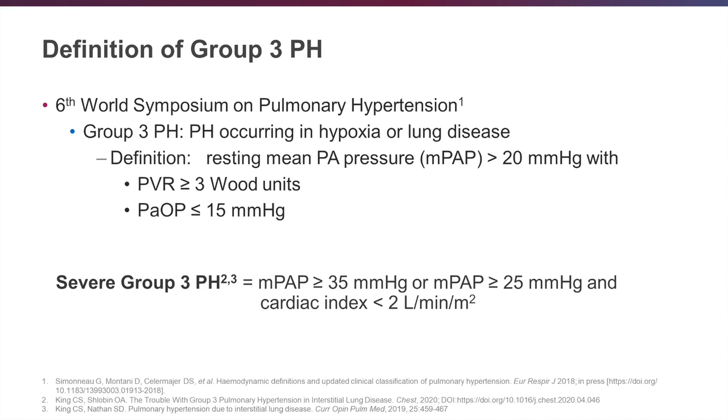From that 6th World Symposium on PH, the definition is the following: a resting mean pulmonary artery pressure of greater than 20 millimeters of mercury with a PVR greater than or equal to 3 Wood units and a wedge pressure less than or equal to 15 millimeters of mercury. So in other words, no impact from the left heart. Severe Group 3 is a mean pulmonary artery pressure greater than or equal to 35, or greater than or equal to 25 coupled with cardiac dysfunction with a reduced cardiac index of less than 2.